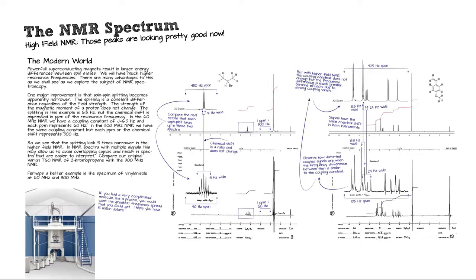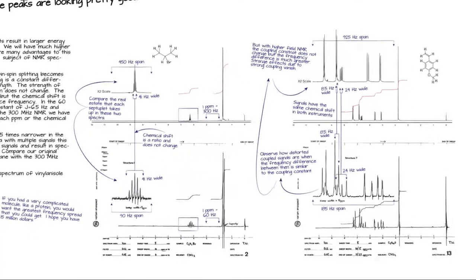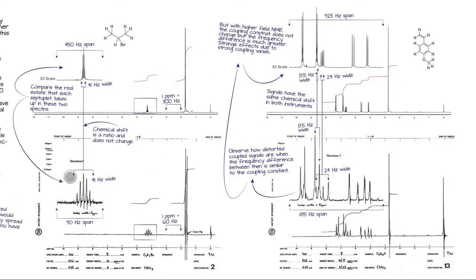And once you've got one, look at the improvement. Here's a 60 megahertz NMR down here. Here's a 300 megahertz NMR. So this is our bromopropane. And notice how wide this signal is compared to here. That's because the signal width is defined by the coupling constant, and that makes this signal 41 hertz wide. But each part per million of the signal here is 60 hertz. 1 part per million of 60 megahertz is 60 hertz. But 1 part per million of 300 megahertz is 300 hertz. So we're going from 60 hertz for a part per million to 300 hertz.